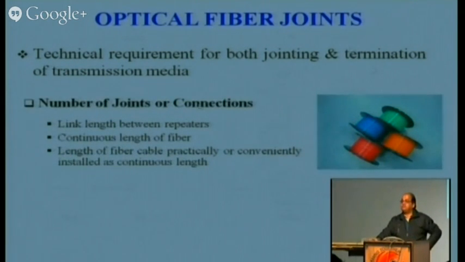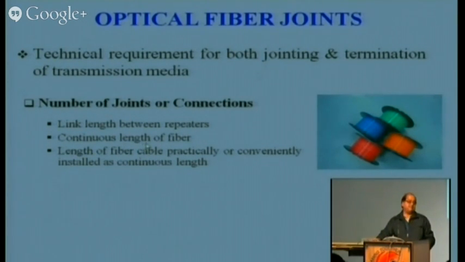So the number of joints or connections depends upon different parameters. One is link length between repeaters. At the repeater, you have to break the fiber, make the termination, and connect your fiber to a certain device. Repeater is nothing but a full-fledged system. At the repeater you have an optical detector, an amplifier, and a light source. So you need the termination at the repeater. So it depends upon the repeater spacing, and repeater spacing depends upon the type of fiber, type of source, and the data rate.